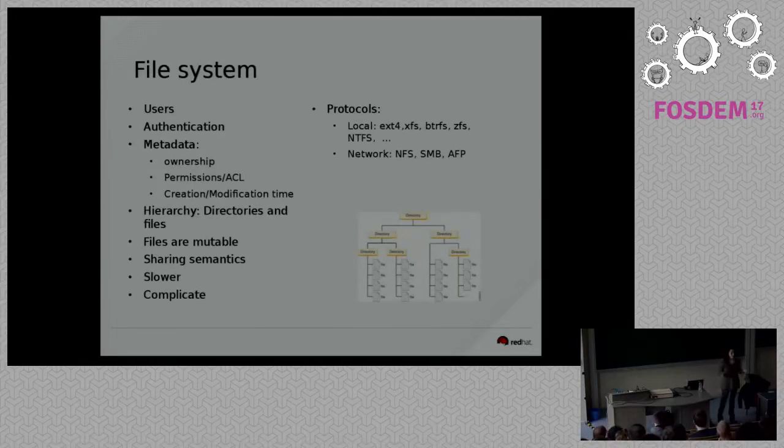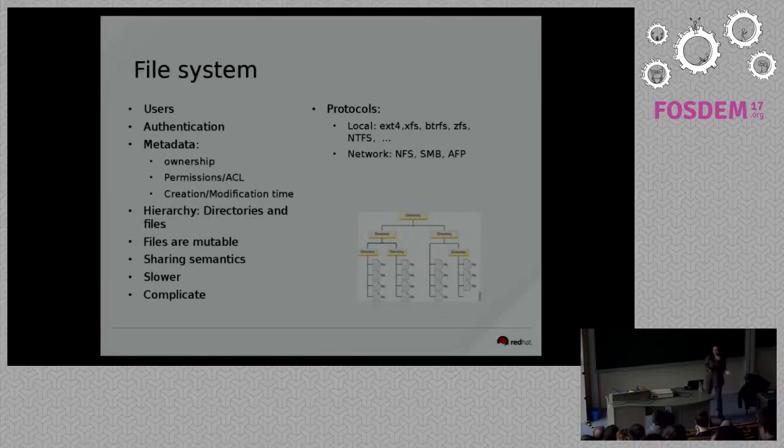So here the data is organized. We have a hierarchy of directories that can contain files and other directories. We have users. We have metadata for this data. The file can be in any place. You can overwrite it in the middle and allocate on demand. It's much easier for the application to use the storage, but it's slower than block. There are lots of arguments sometimes with file system people, but it's slower because of the whole metadata and hierarchy handling.